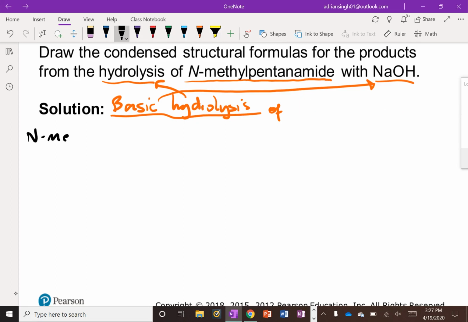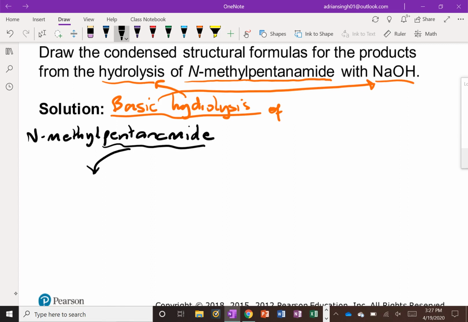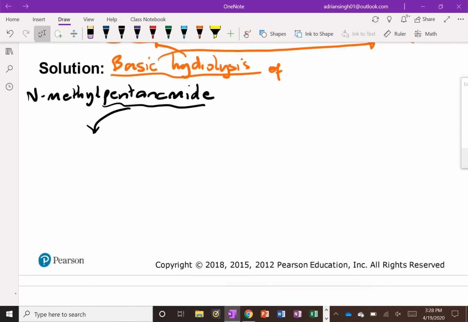So we have N-methylpentanamide. Let's draw this. We always start with the last name. We have a pent something, so we have a 5-carbon amide. So there's our C double bond O. That's 1, 2, 3, 4, 5. It's an amide, so we need to have a bond to nitrogen. That makes it the amide bond. And then on that nitrogen, we have a methyl group attached to it, which is just a 1-carbon group. And then don't forget, nitrogen needs to have 3 bonds. So we have 1, 2, and then the third bond is going to be to hydrogen.